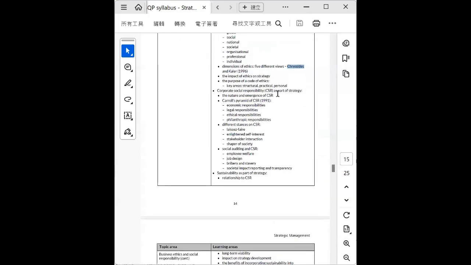I don't go through all these things in detail. Just select some of the things in the discussions. Well, another is Carroll's pyramid of CSR. They look at the four levels of responsibility, as I've already mentioned. The economic responsibility forms the foundation of CSR.